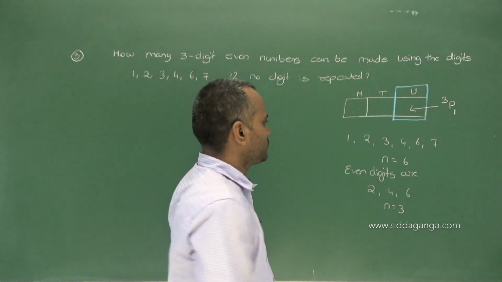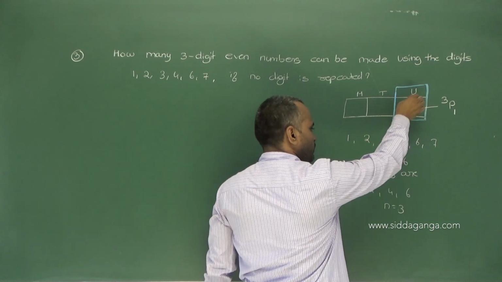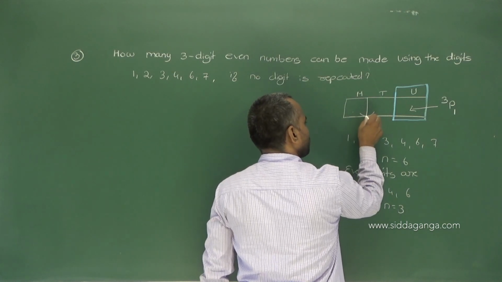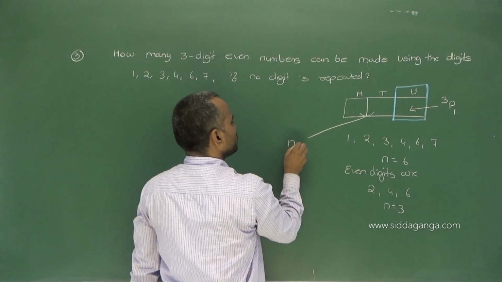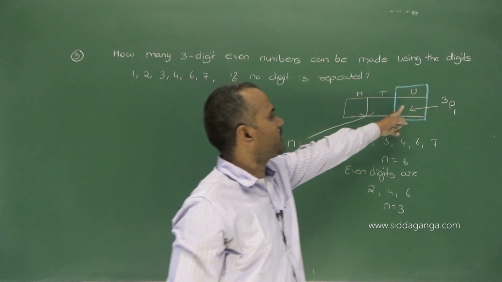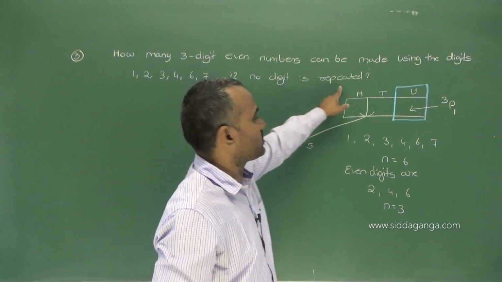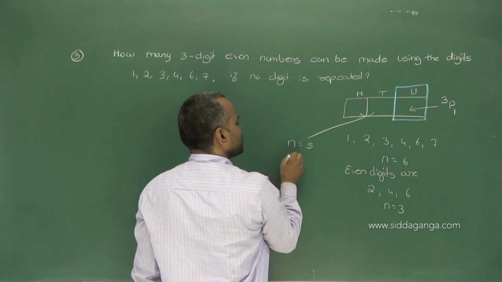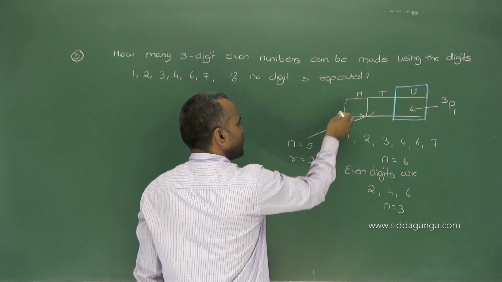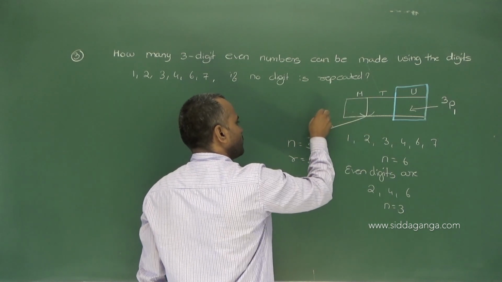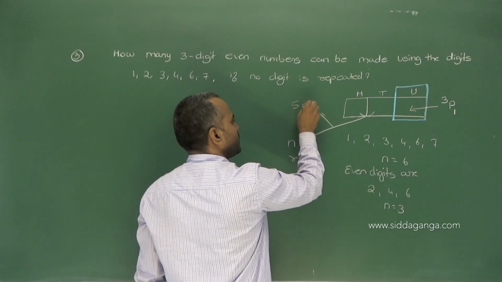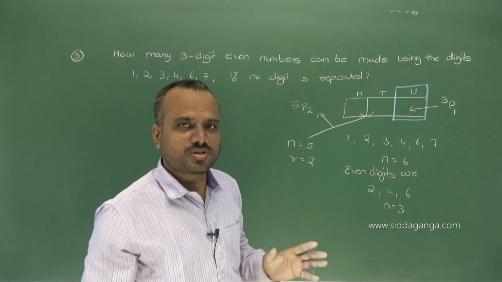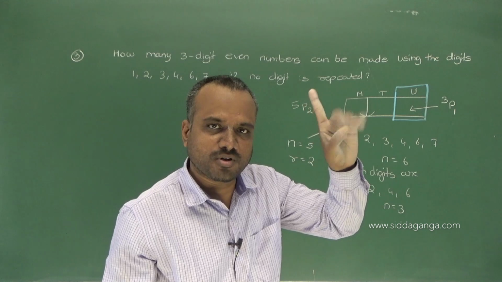If I insert 2, then 2 is used up, leaving 1, 3, 4, 6, 7. So in these two boxes, n is equal to 5, because one number is already used and repetition of the digit is not allowed. The total number of boxes is r equal to 2. So these two boxes can be done in 5P2. I use only permutation because in the same problem we explained the fundamental principle of counting also.